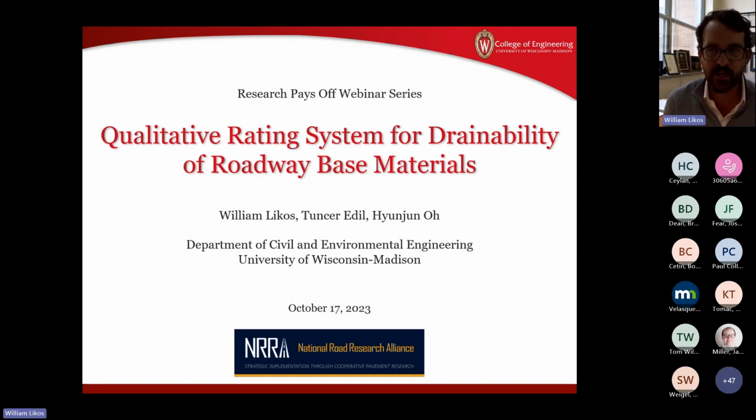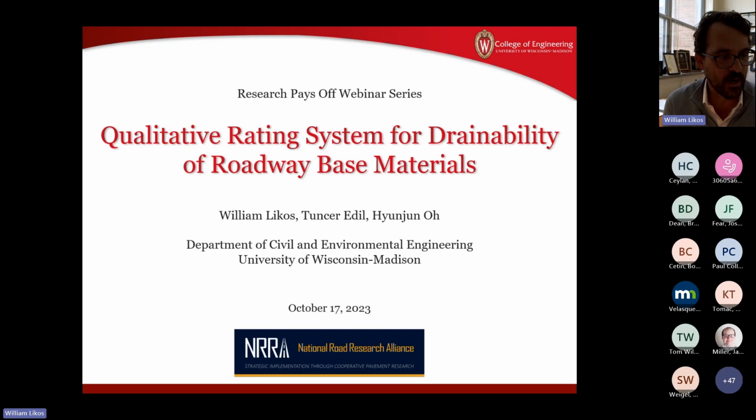So this is a project about drainability of roadway base materials, and what I mean by drainability is gravity drainage. So downward percolation of water through soil or rock or aggregate driven solely by gravity. Drainability is a critical component of really any geosystem, whether that be a roadway base material, such as we're talking about today, or a retaining wall backfill, or an engineered slope. Controlling pore pressures is a critical component of the performance of those systems.